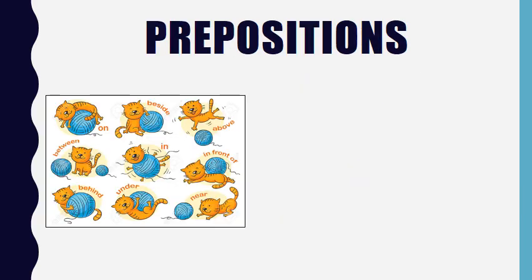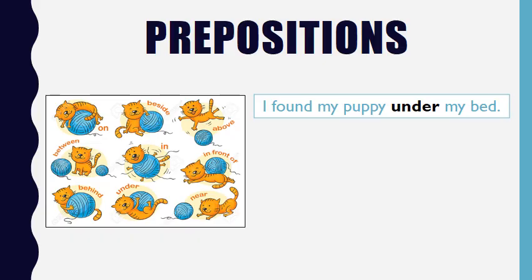A preposition is a word placed before a noun or pronoun to form a phrase modifying another word in the sentence. Therefore, a preposition is always part of a prepositional phrase. The prepositional phrase almost always functions as an adjective or an adverb. In the first sentence, I found my puppy under my bed, the word under begins the prepositional phrase and describes where they found the puppy. You know it is a preposition and not an adverb because my bed, which is a noun, immediately follows under.